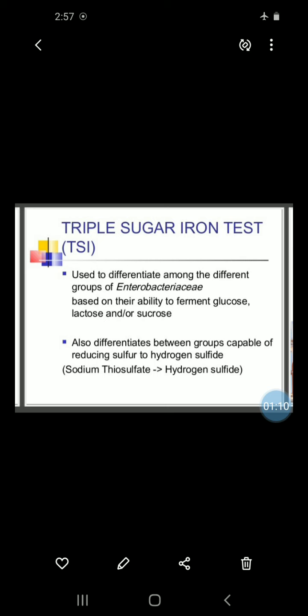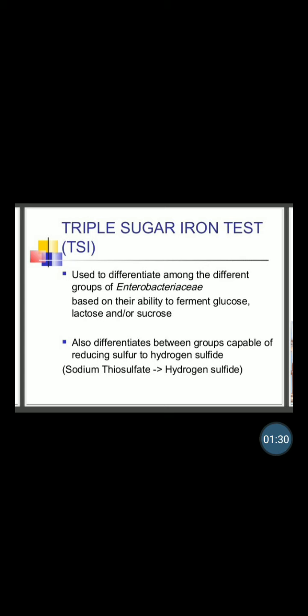Next we will see the triple sugar iron test, that is capital TSI. This test is used to differentiate among the different groups of Enterobacteriaceae, based on their ability to ferment glucose, lactose, or sucrose. This test also differentiates groups capable of reducing sulfur to hydrogen sulfide, that is sodium thiosulfate to hydrogen sulfide.